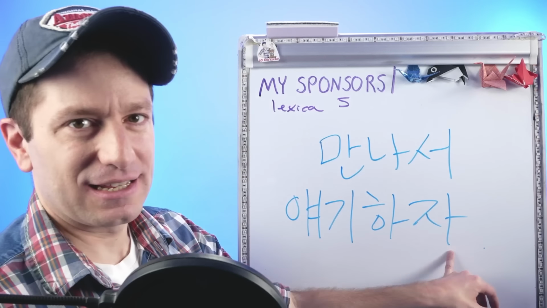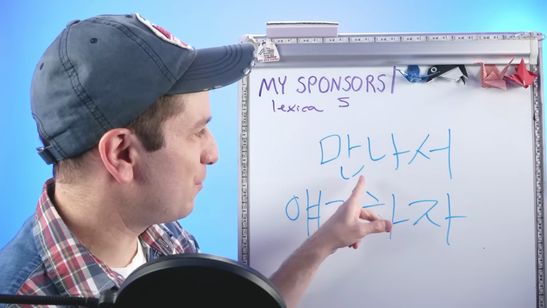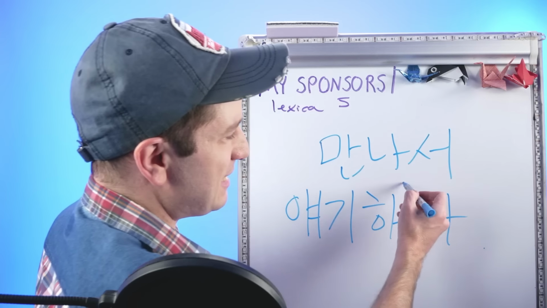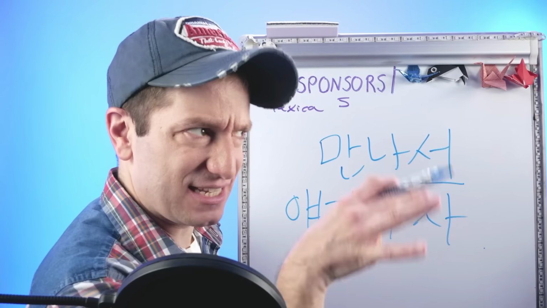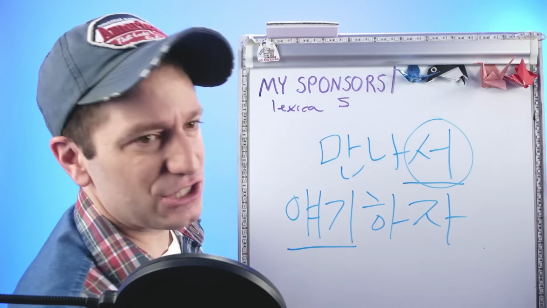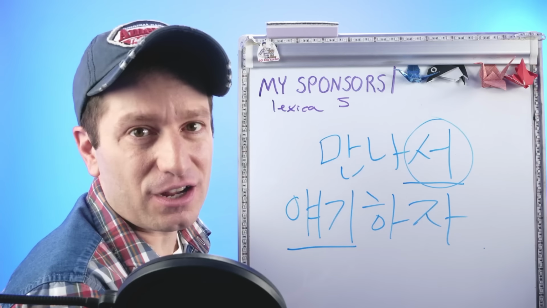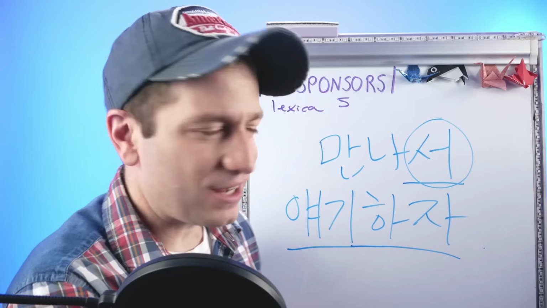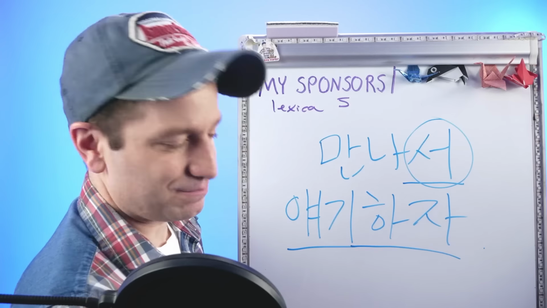만나서 얘기하자. 만나다 is to meet. So 만나서. So let's meet and then in the same place that we meet, 얘기하다 is to have a conversation, have a talk or talk. Let's meet and talk. 만나서 얘기하자.